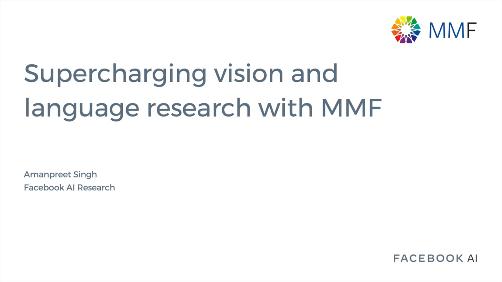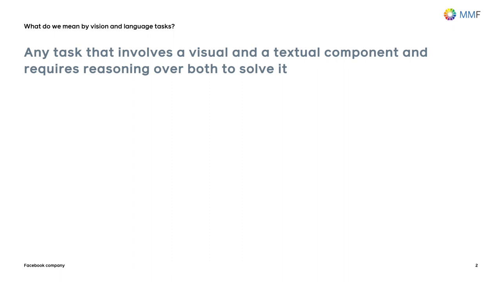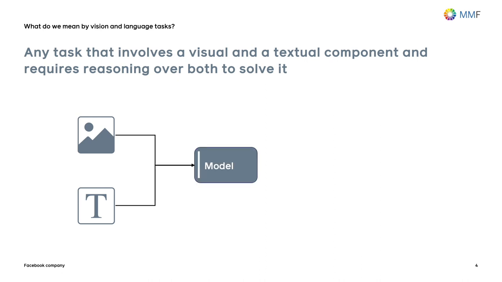Before we dive in further, let's talk about what we mean by vision and language tasks. Specifically in MMF's language, any task that involves a visual and textual component and requires reasoning over both to solve it, we would call a vision and language task. So let's say we have an image and text source which is passed through a model. The model does its voodoo magic and returns an output. This is the scenario we are limiting vision and language tasks to inside MMF. So anything that fits inside this particular scenario is a vision and language task for MMF.